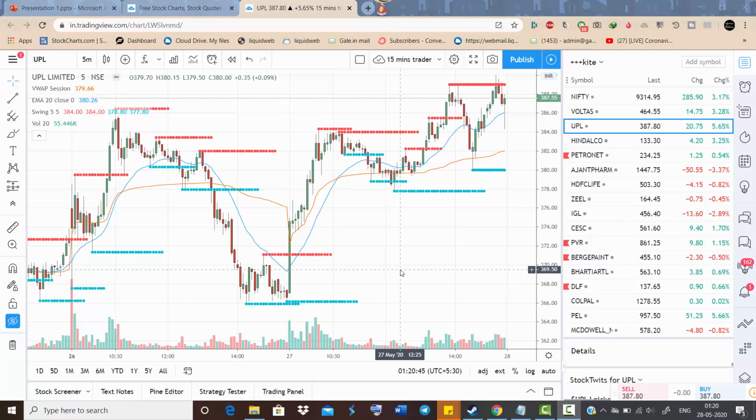We'll start with the opening range breakout. This is the UPL chart. First, let me tell you where we placed our trades. We bought UPL between 880.5 and 881, closer to 12:30, and we booked it closer to 887 over here.